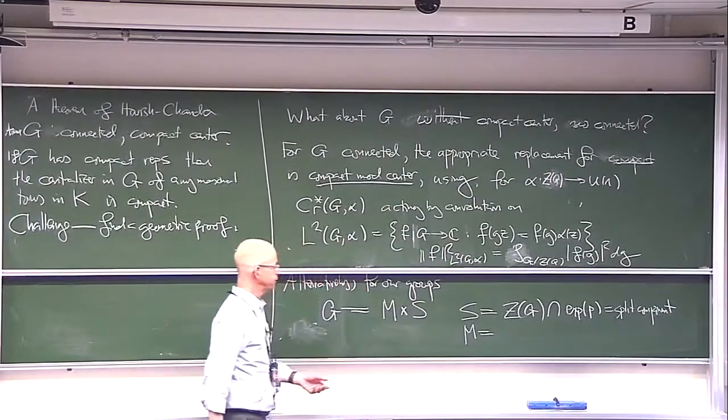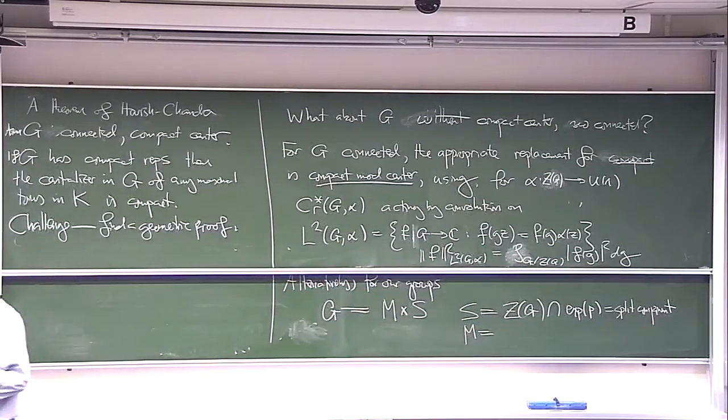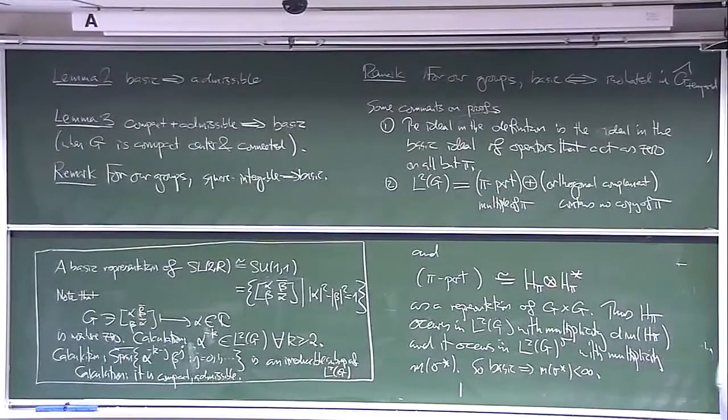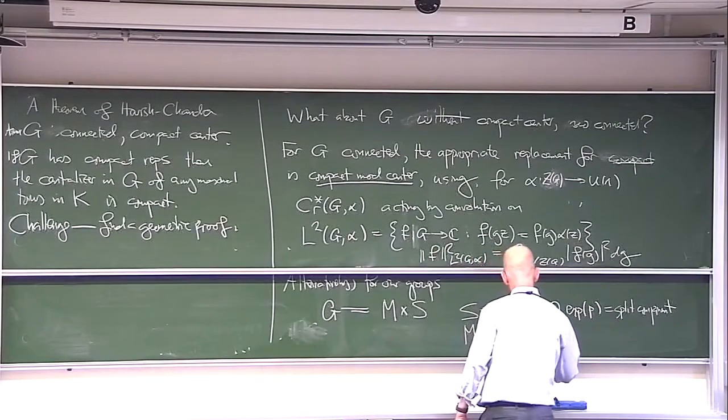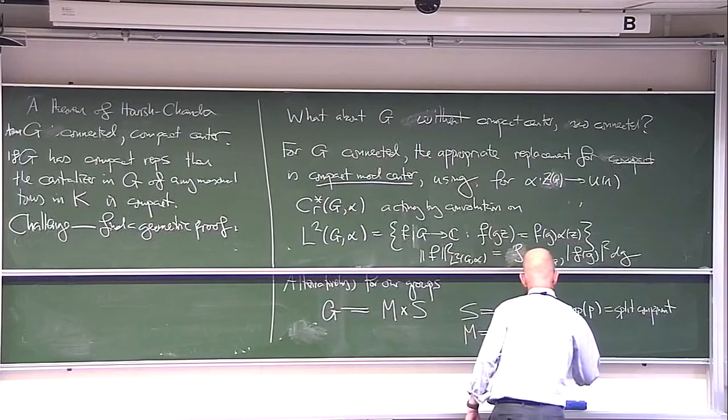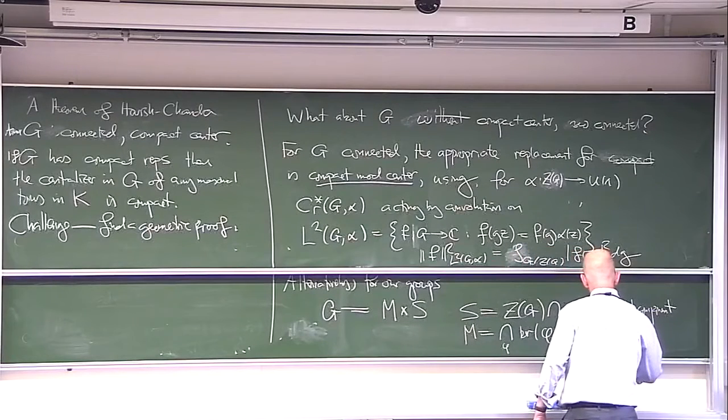And there are various ways of explaining what M is. It's the subgroup of G generated by all the compact subgroups of G. Another way of saying that is that this is the intersection over all phi of the kernel of phi mapping G to this particular group of positive multiplicative reals.